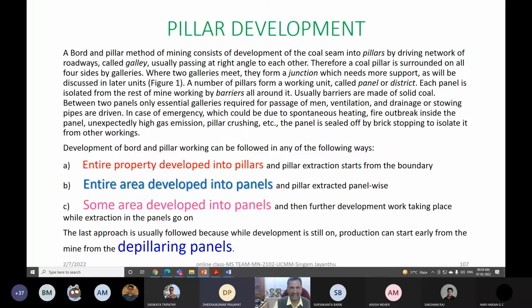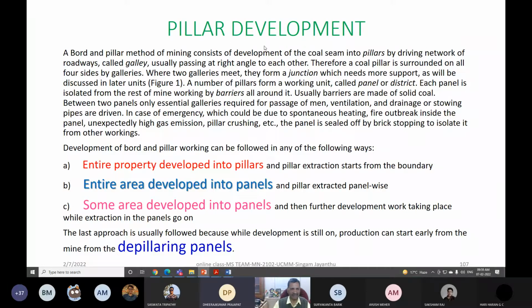That is fine. Shall I continue further? Yes, sir. Pillar development? Okay, fine. So the board and pillar method of mining, you already know, I am not teaching this now. You are all experts in that. It consists of development of a coal seam into pillars by driving a network of roadways, and that we are also calling a gallery, right?